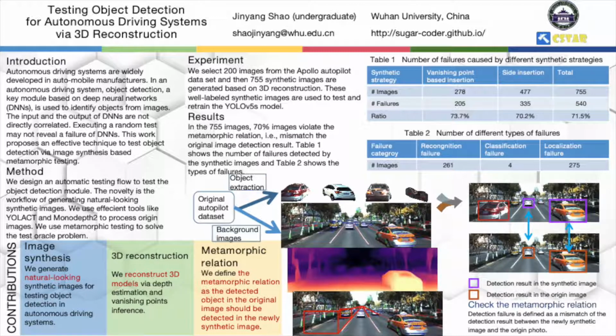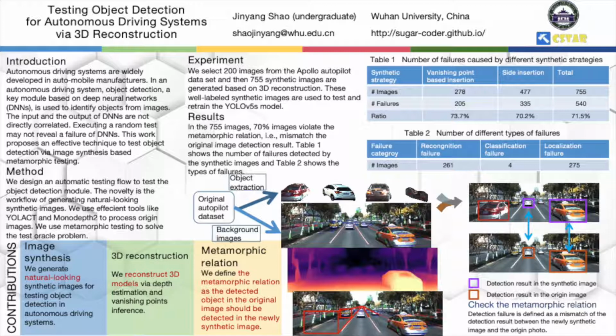Existing work conducts image synthesis via metamorphic testing to examine failures of object detection. Metamorphic testing successfully solved the test oracle problem by comparing two execution results of the program, but their synthesis method randomly inserts an object into a background. In autonomous driving systems, the input photo of object detection is taken from onboard cameras. That is, if a synthetic image is different from a naturally looking image, the image may not be used to test the object detection in autonomous driving systems.